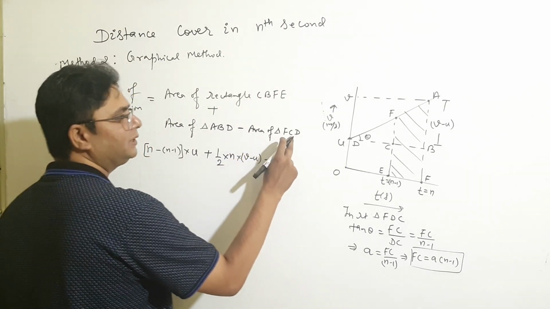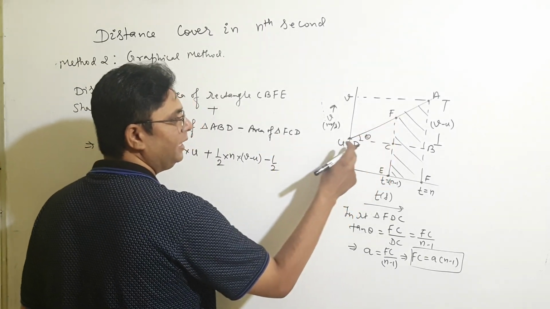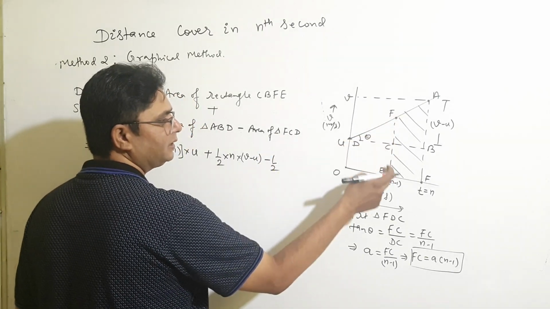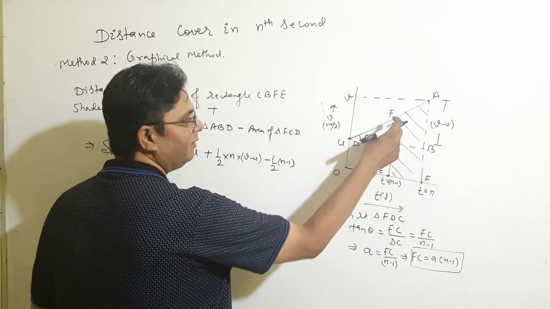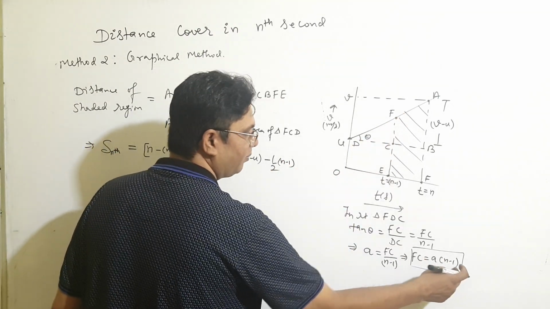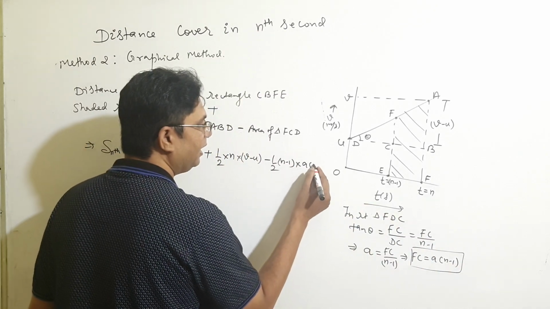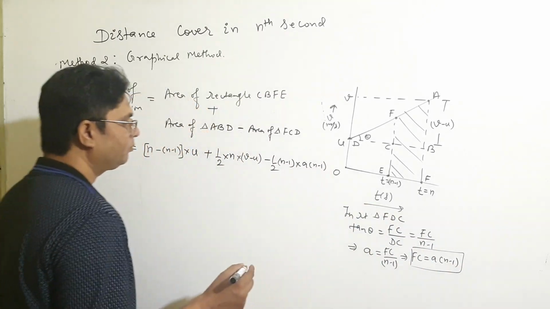Area of FCD. FCD has base n minus 1, and height is FC, and FC is A n minus 1. So right here, A n minus 1.